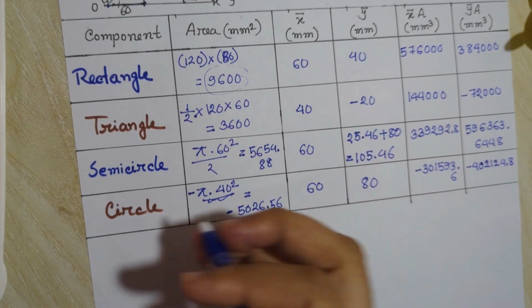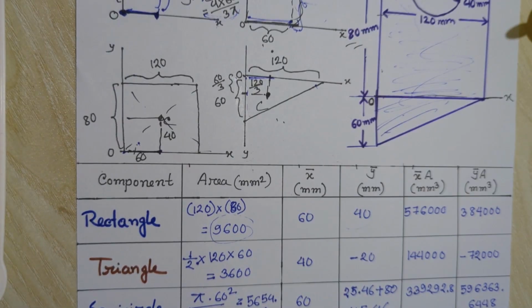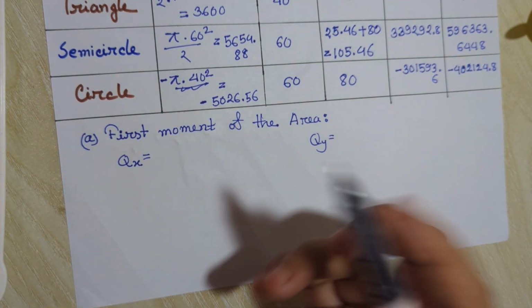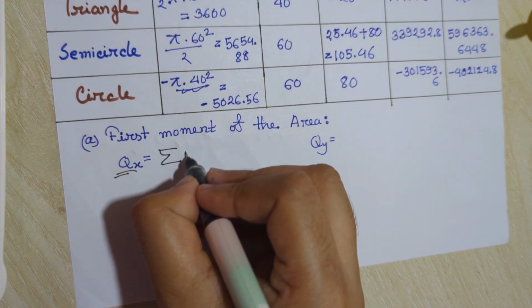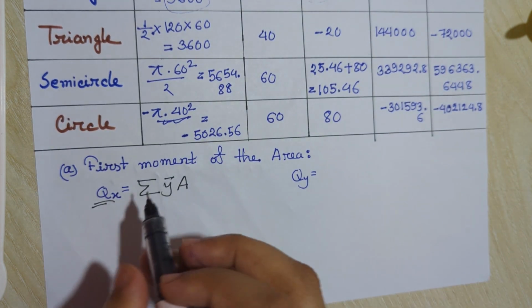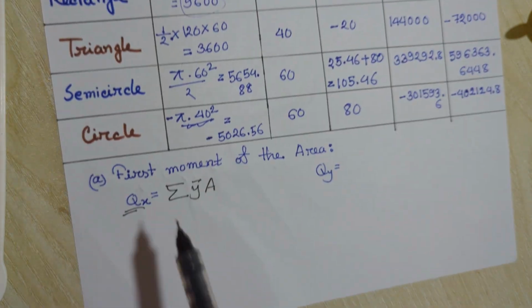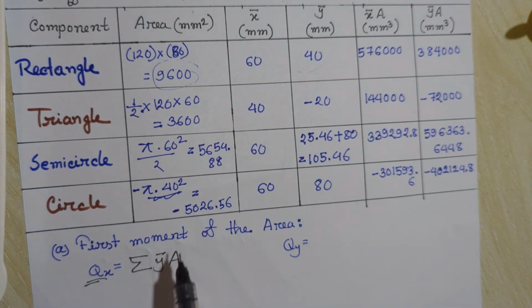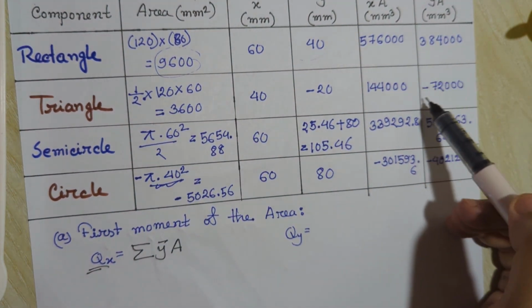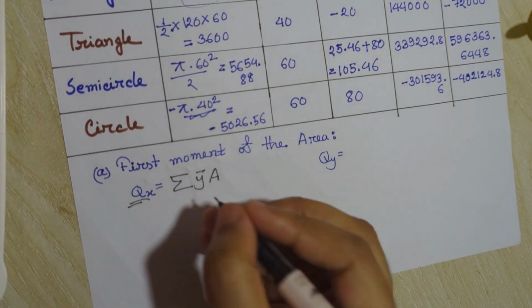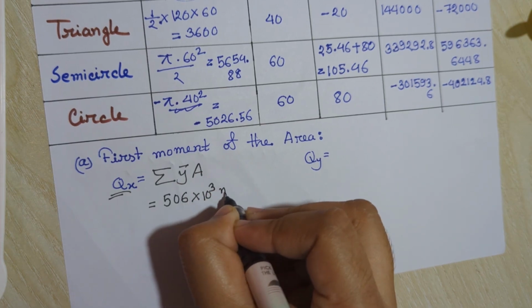Now as we have collected all our data, we will find out these two questions. At first we have to find the first moment of the area according to the x-axis, which is summation of y bar, meaning distance, into area. We have already found all the y bar a for the 4 objects. As we have to find the summation, we will add these 4 terms, and we will use the minus sign in our calculation also. If you calculate, the answer will be 506 into 10 cube millimeter cube.